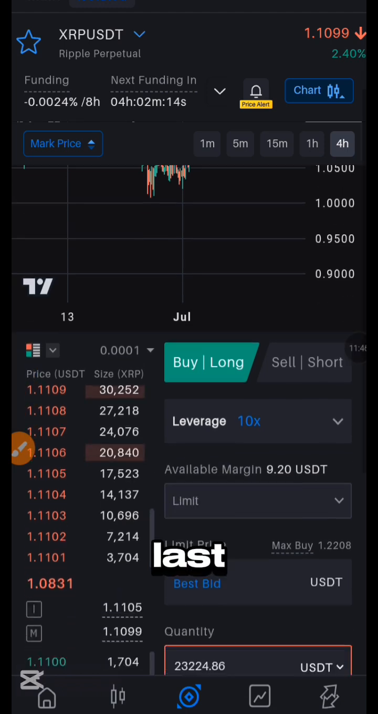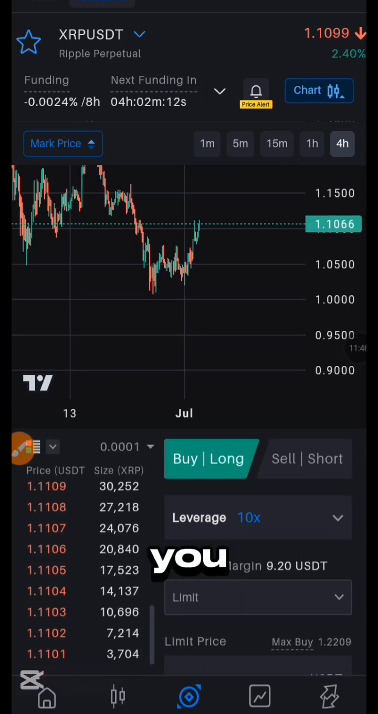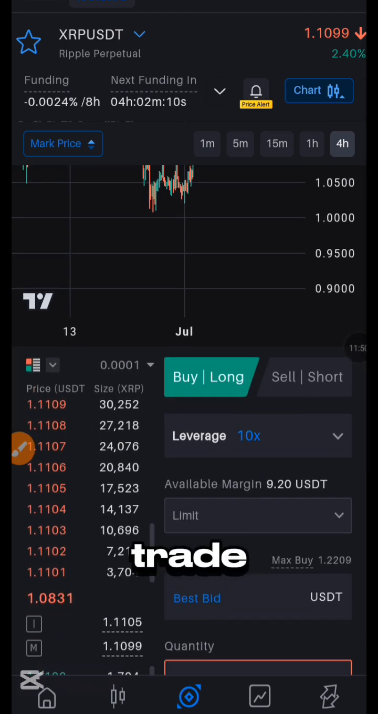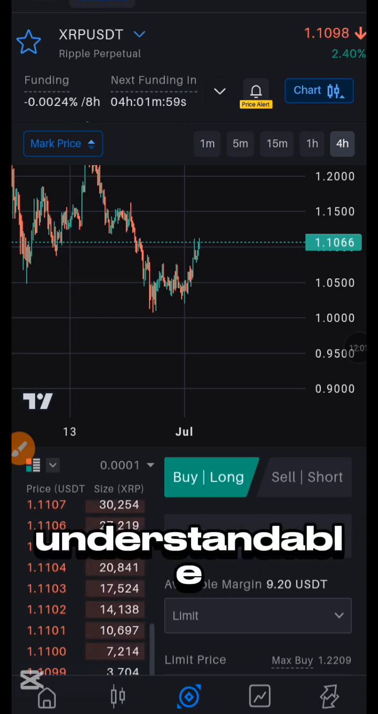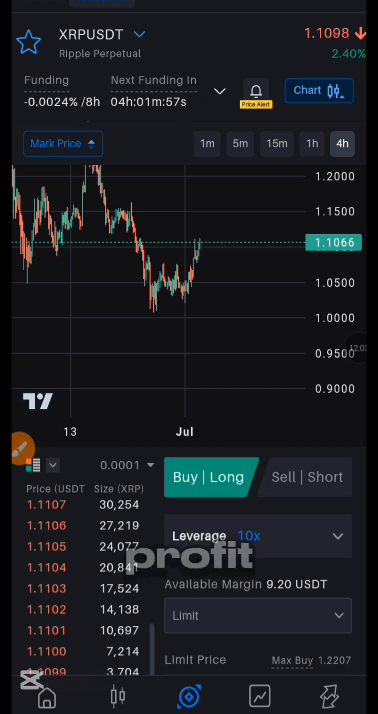And the last part of futures trading is you choosing whether you want to close the trade or you want to leave the trade running. Sometimes at some point you want to take profit, you want to close the trade. That's why it's understandable to always take profit, especially in futures trading.